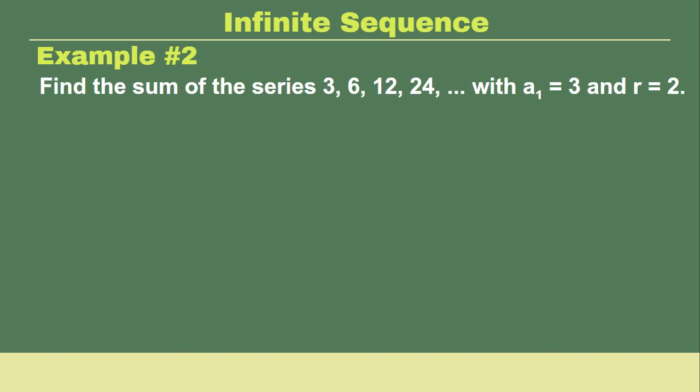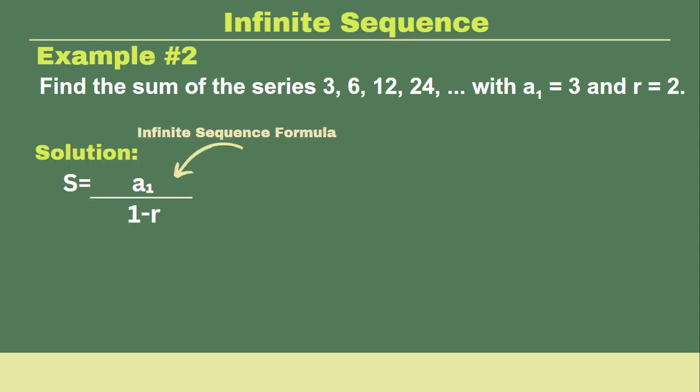Our problem number 2 is an example of infinite sequence. Problem number 2. Find the sum of the series 3, 6, 12, 24 with a sub 1 equals 3 and the common ratio is 2. To find the sum of an infinite geometric series, we can use the formula S equals a sub 1 over 1 minus r. In this case, a sub 1 is 3 and the common ratio is 2.